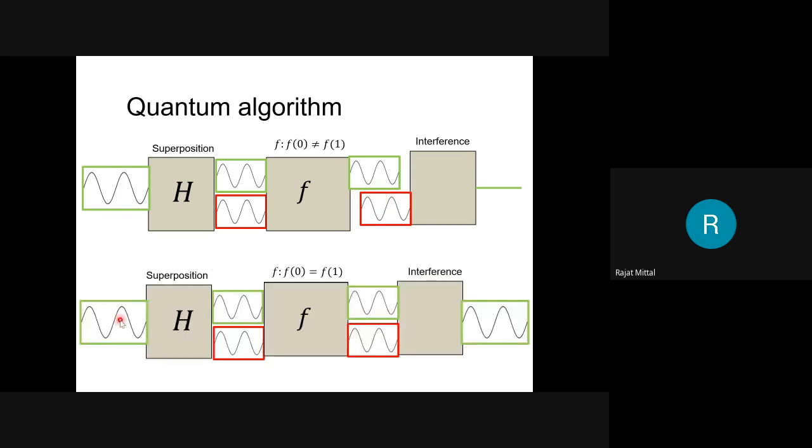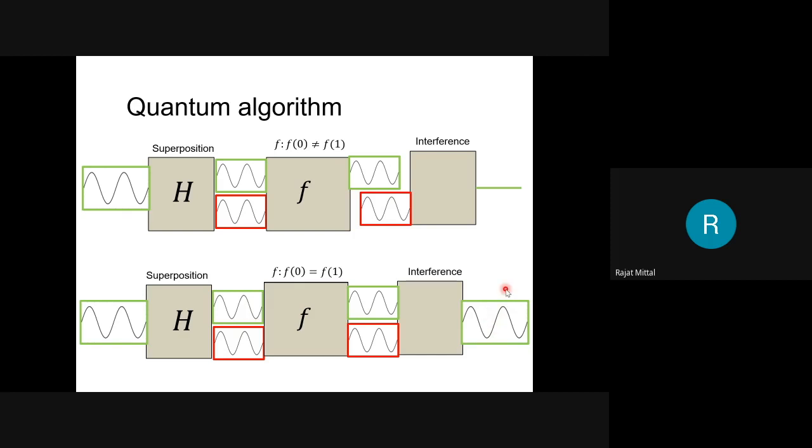On the other hand, again, I start with 0, I create 0 plus 1, which is in equal superposition. If f0 was equal to f1, the amount of phase applied on these two will be the same. That means they will still be in phase. And that means when I interfere, there will be a constructive interference and I will get all the amplitude on Z.